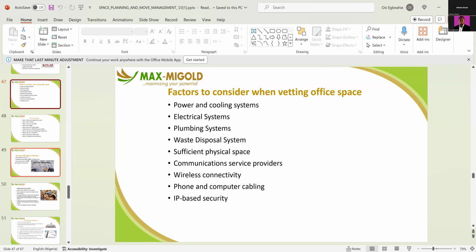facility. As a facility manager, you must be able to vet the new office to be sure that that office is not a death trap for you, and that the office in itself should be an improvement from where you are presently. So one of the things I always advise when you are vetting a new office as a facility manager, you should check out the electrical wiring system.